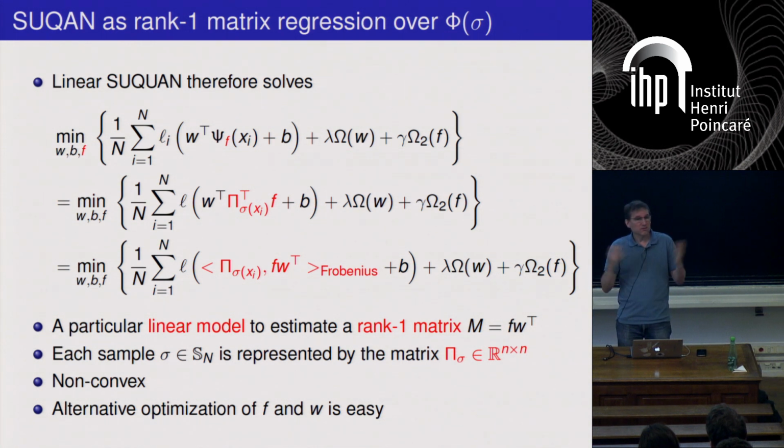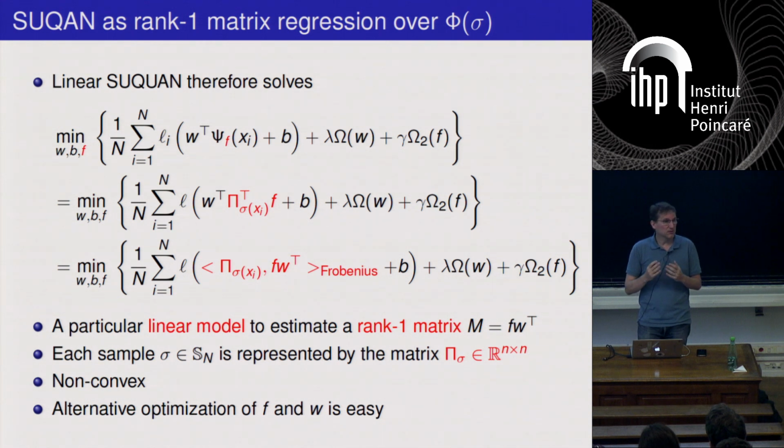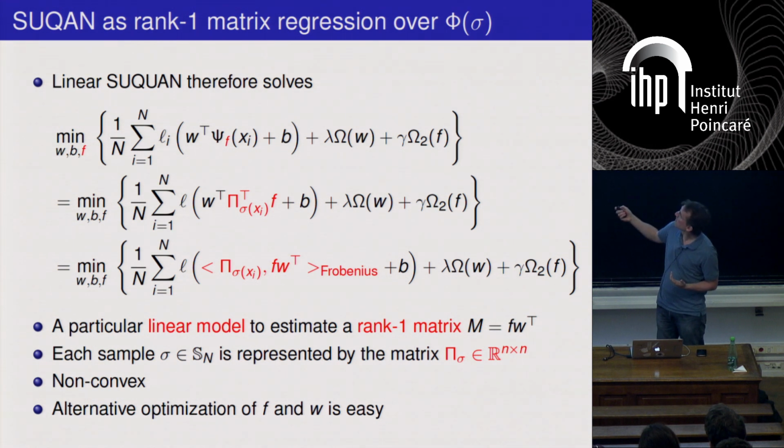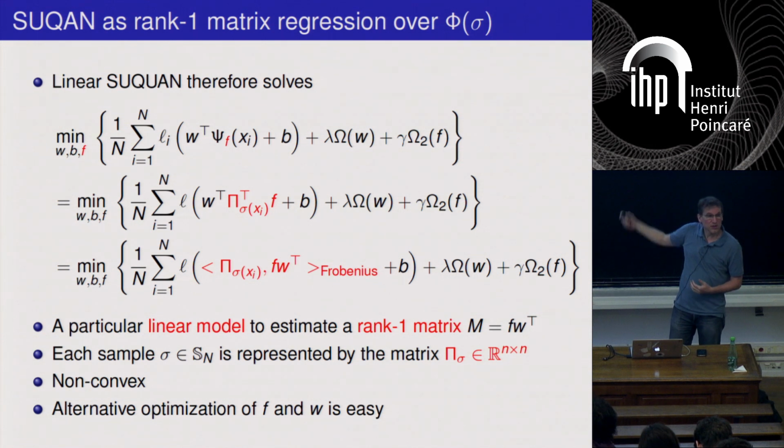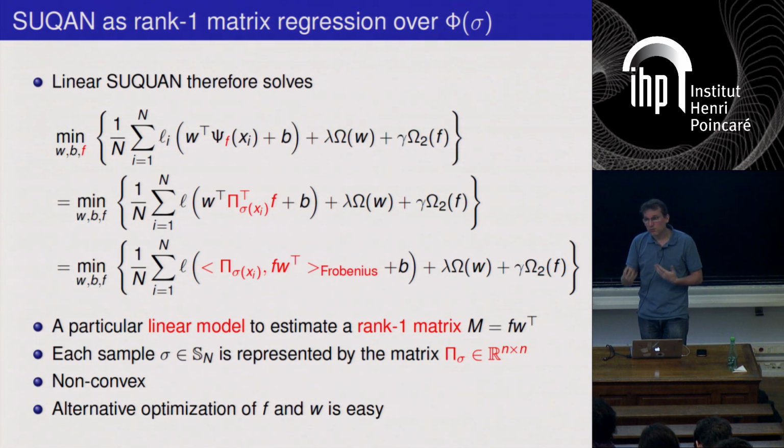Right, so this is an observation that links two things together, but it also means that this naive way to represent a permutation as a matrix can be used, and in particular, if you constrain the rank of your linear model, you can interpret it as supervised quantile normalization followed by linear model.